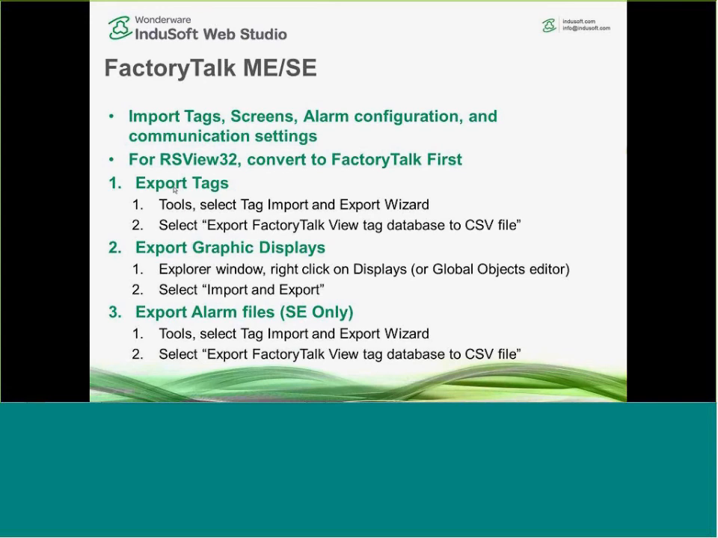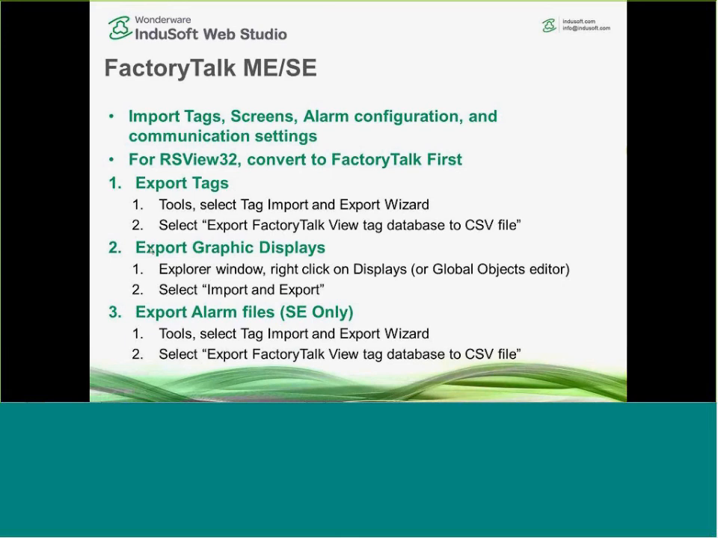So the steps that you would do are fairly easy. The first step would be to export your tags. Essentially, in the FactoryTalk View software, you're going to go to Tools, and then you're going to select the Tag Import and Export Wizard, and then you can select Export FactoryTalk View Tag Database to CSV file. And that's going to allow you to export your tags to a CSV file.